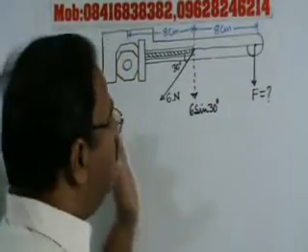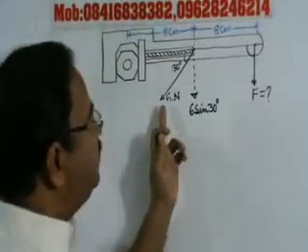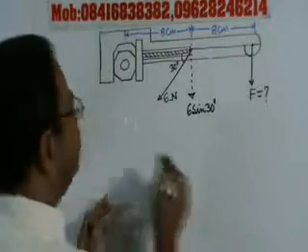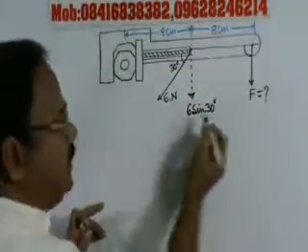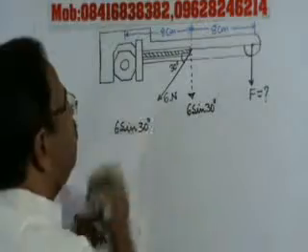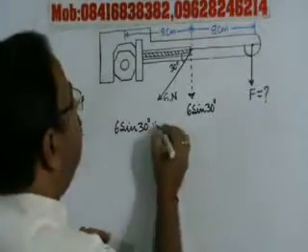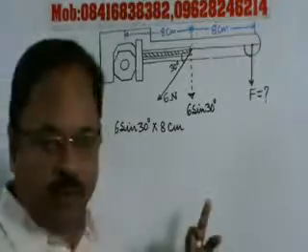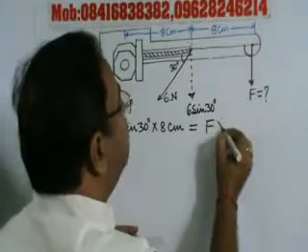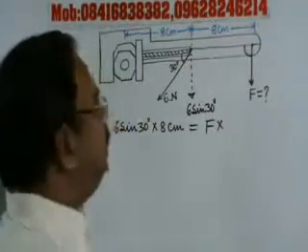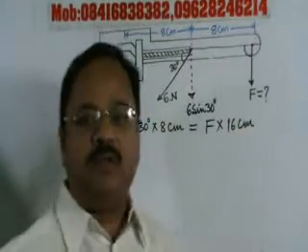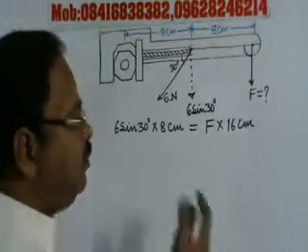And the perpendicular distance is 8 centimeter. So now the torque produced by the 6 Newton force must be equal to the torque produced by this F. So force into perpendicular distance: 6 sine 30 degrees into 8 centimeter. We can leave the distance in centimeter itself. This must be equal to this force F multiplied by the perpendicular distance, which is 16 centimeter. Now both the distances are in centimeter, so it will do no harm.